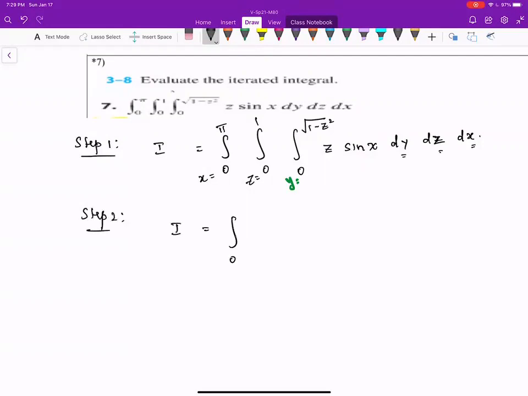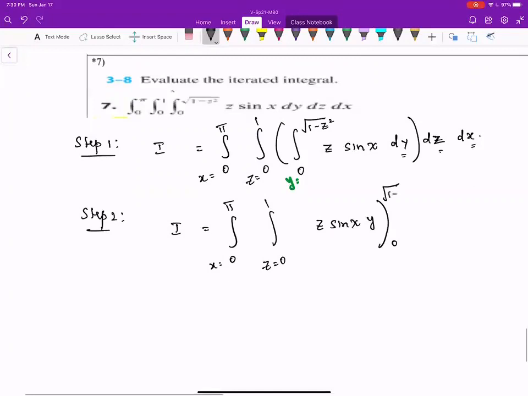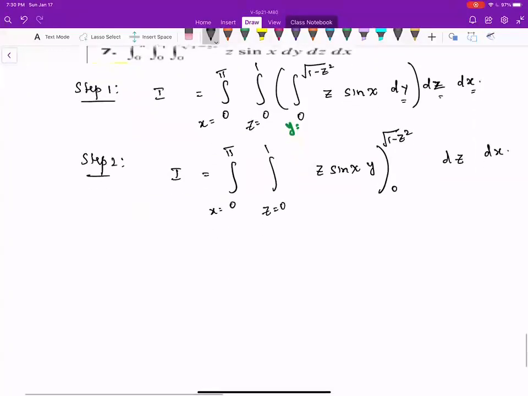Now we will integrate one by one. We'll keep the first two integrals as is. Then we will integrate the innermost with respect to y. With respect to y, z and x are constants. So it is z sin x, and then y between the limits 0 and square root of 1 minus z squared. Then you have to integrate with respect to z and then with respect to x.